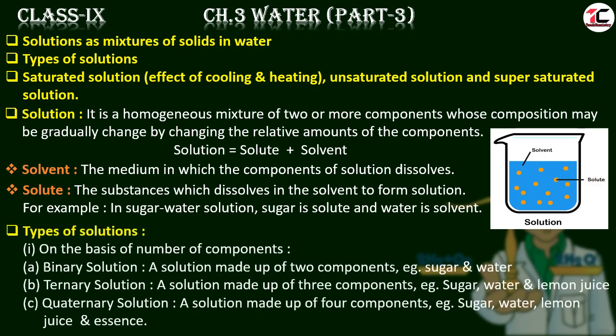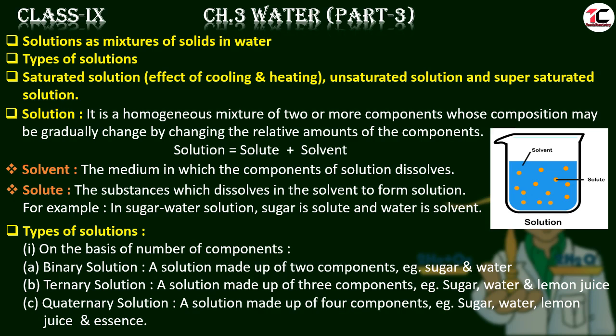What are the types of solutions? On the basis of number of components, solution can be classified as binary solution, ternary solution, quaternary solution. What is binary solution? A solution made up of two components only is called binary solution. For example, sugar and water. Here are only two components, so it is binary solution. And as students, whenever we study about the solution, we will study only the binary solution.